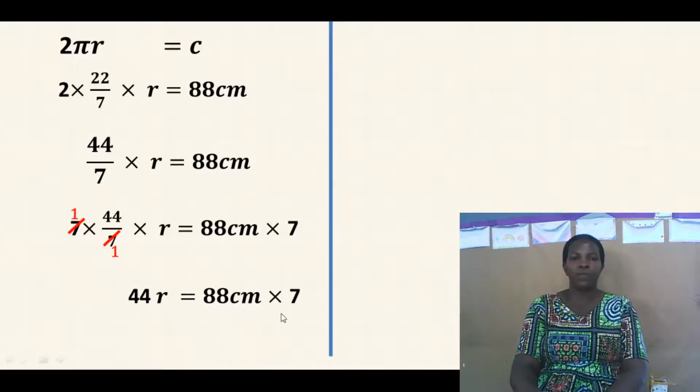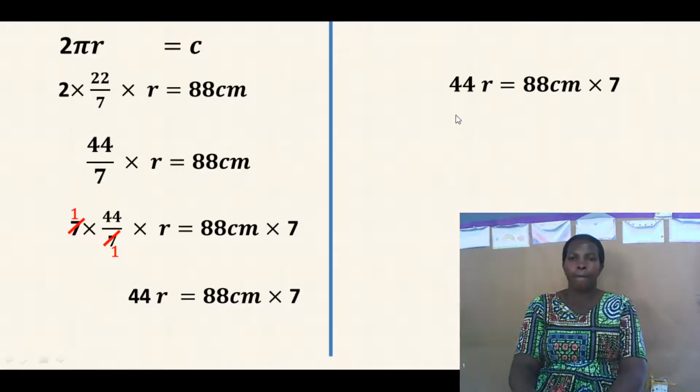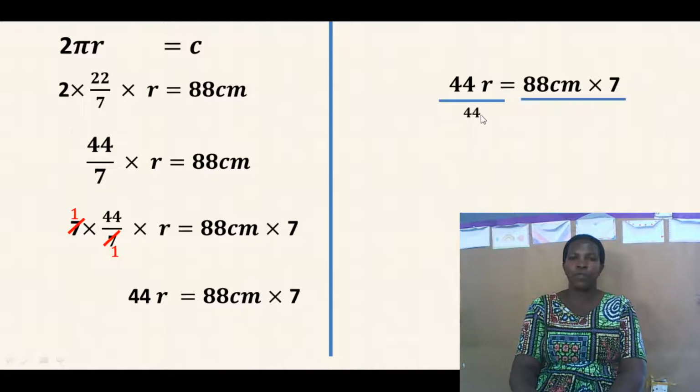In the next step, we are going to divide by 44 on both sides. So whereby we shall have 44, r being equal to 88 times 7, all over 44. So at this stage, we shall cancel by 44, we shall come up with the 1. 44 divided by 44, we shall come up with the 1. So we shall divide 88 by 44, we shall come up with the 2.